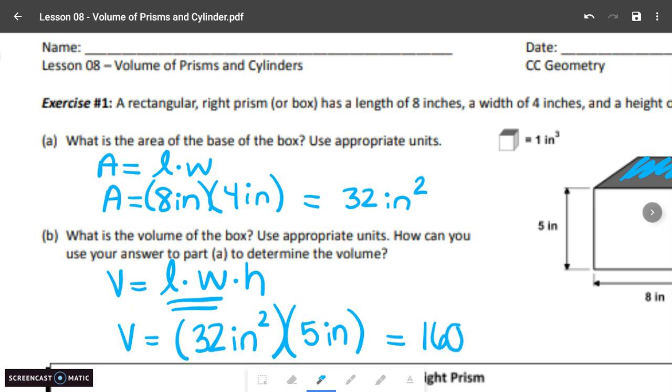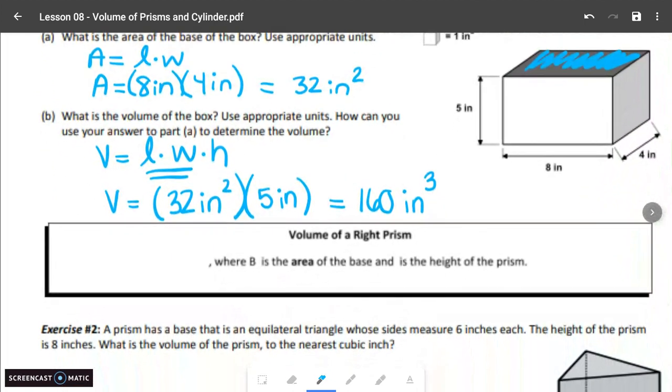Now keep in mind, we have inches squared times inches, so that's going to be inches cubed. So basically volume, since it's 3 things multiplied together, it's the area, which was 2 things, with that height, that third component. We're going 3-dimensional. Your units should always be to the 3rd power. So no matter what, your units should always be cubed when you're trying to find the volume of something.